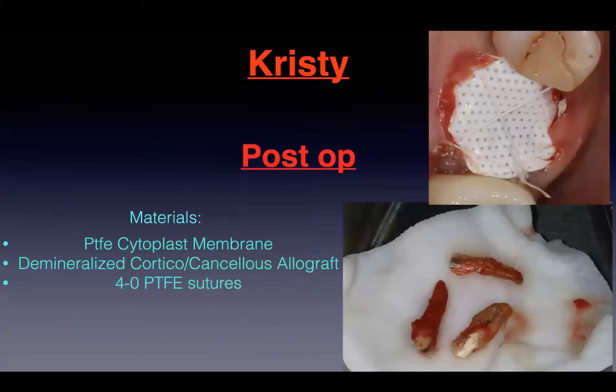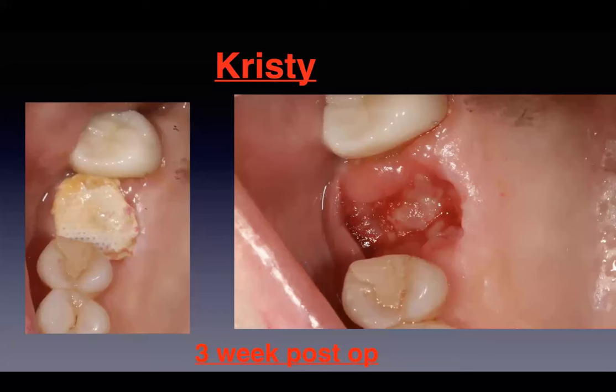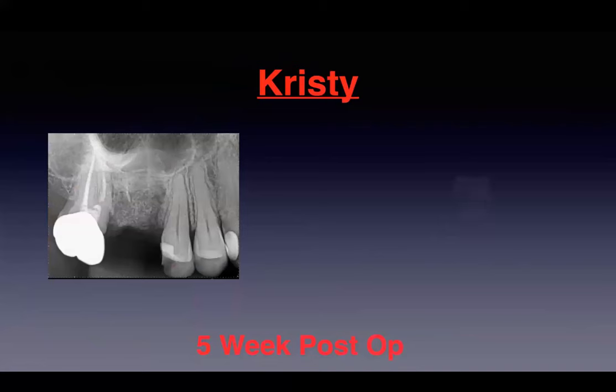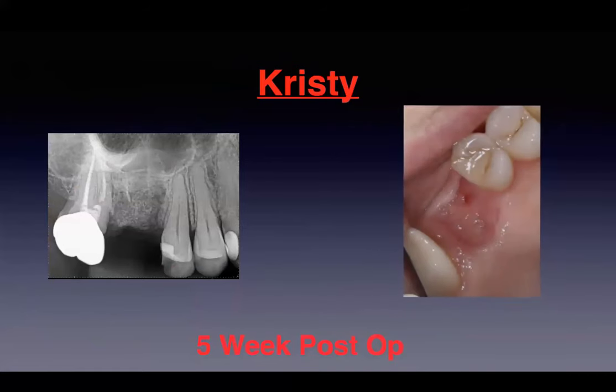The materials I used here were the PTFE membrane, cortical cancellous allograft, and 4.0 PTFE sutures. When you're grafting here, you don't want to pack too tightly. You want blood vessels and osteoblasts to go into the defect, promoting angiogenesis. Here's the 3-week post-op. If you see plaque on the membrane, it's nothing really to worry about. Granulation fills in. Here's the 5-week post-op. It's healing nicely.